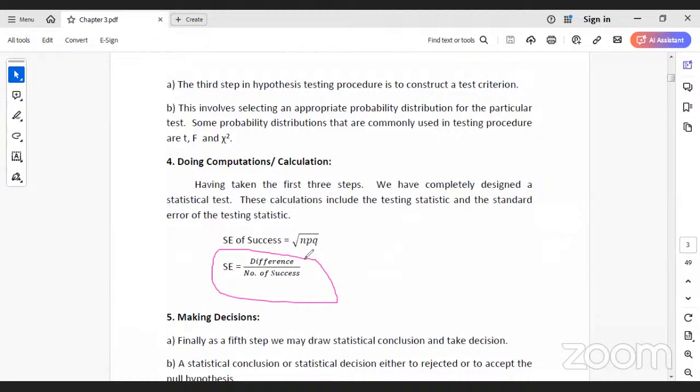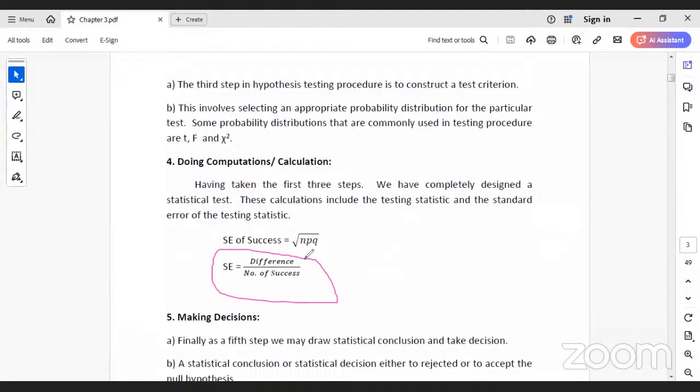That calculated value should be compared with the critical value, 1.96 or 2.58. If in the given question 1% is mentioned, then 2.58 is the critical value. If 5% is mentioned, then 1.96 is the critical value. If the calculated value is less than the critical value, the null hypothesis will be accepted. Otherwise, it will be rejected.